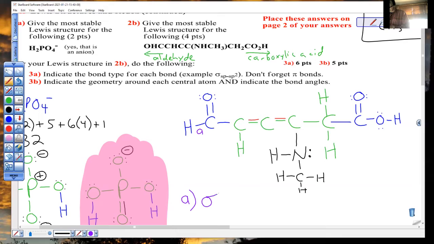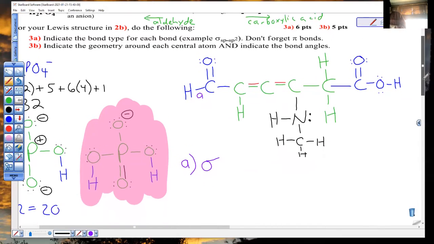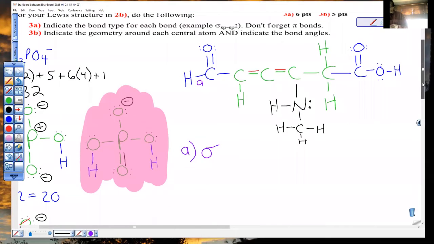Every bond must start with sigma or pi. Remember that. We're doing every bond in this molecule. If there's only one bond, it's a sigma. If there's two bonds, one of them is a sigma and the other's pi.